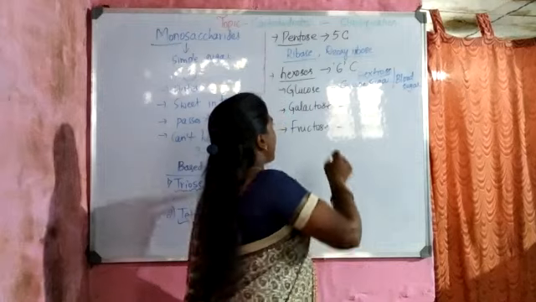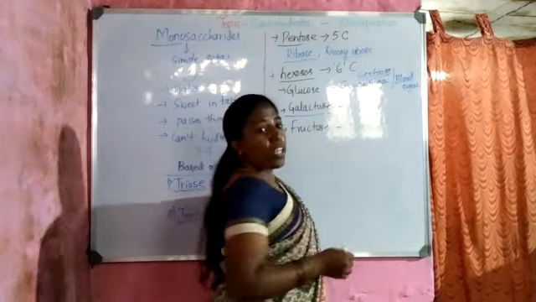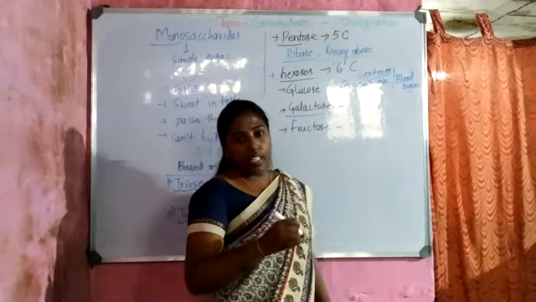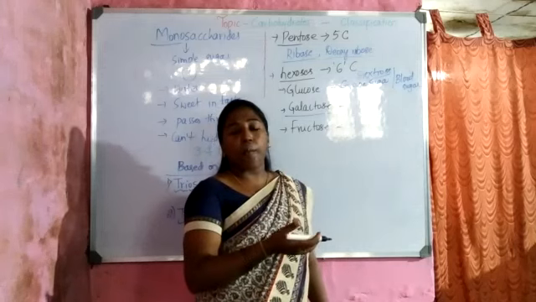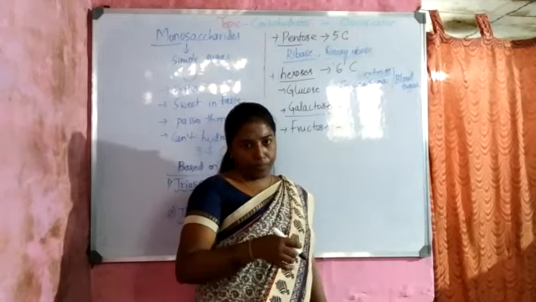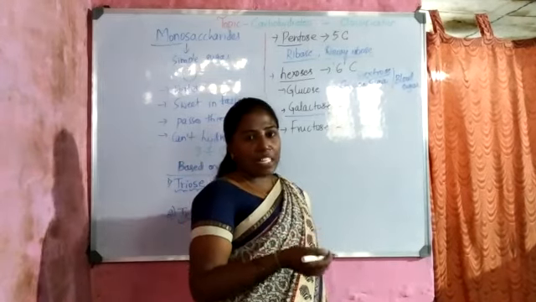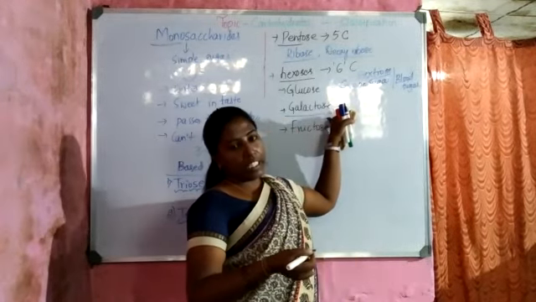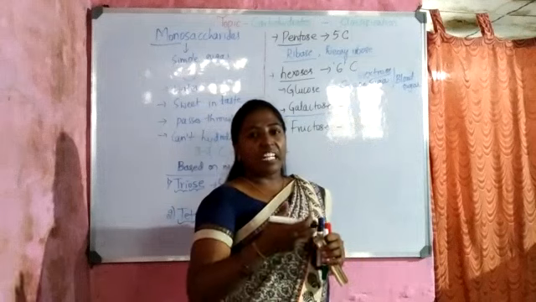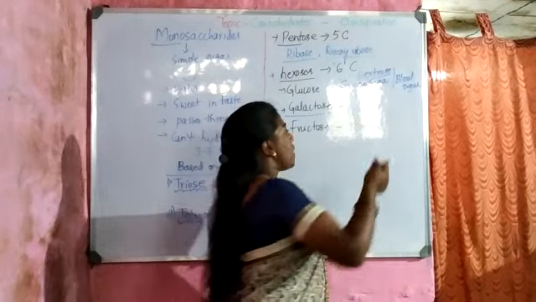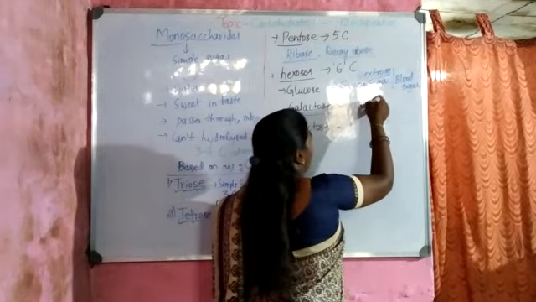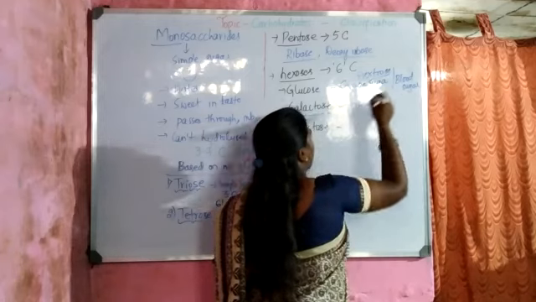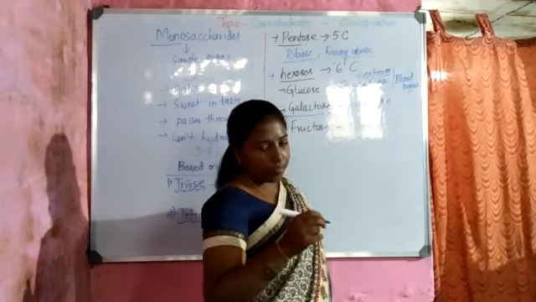The next is galactose. Galactose is found as a part of milk sugar like lactose. Not only that, you can also find galactose in some of the gummy secretions, or even in mucilage.